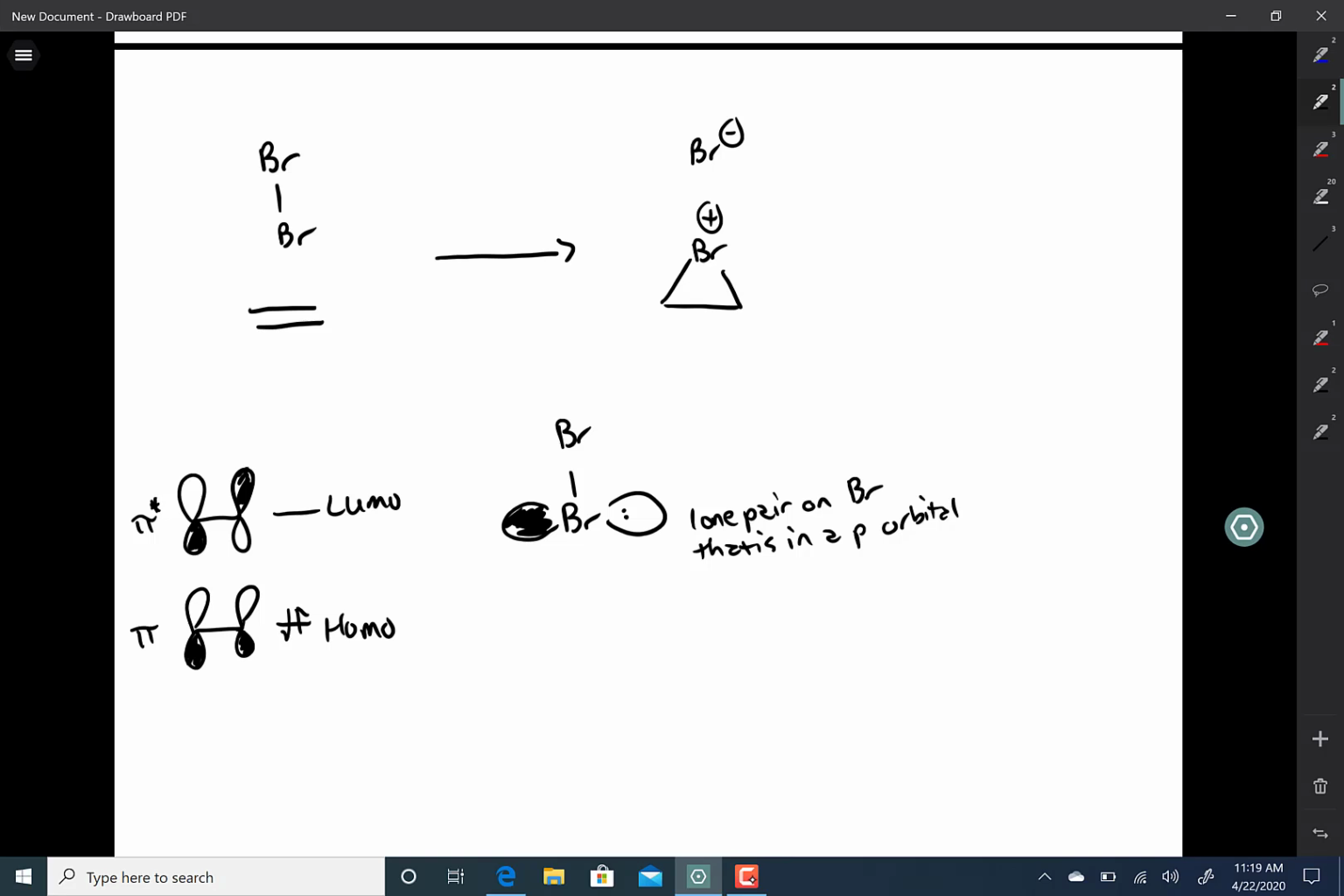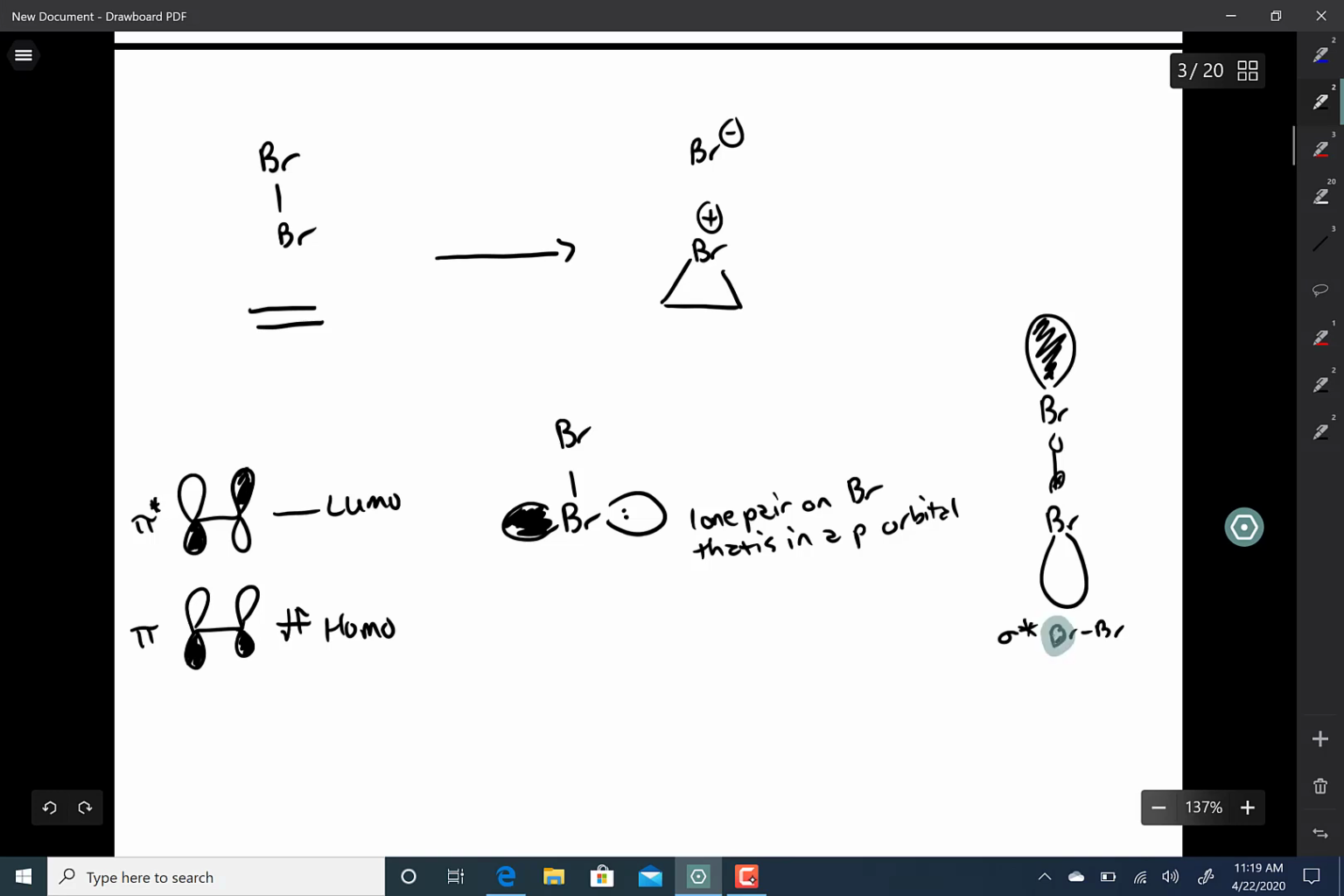And the other orbital of interest, that's actually an empty orbital, is this orbital right here. This is the anti-bonding orbital of the bromine-bromine sigma bond. So here we have a filled orbital, and here we have an unfilled orbital.